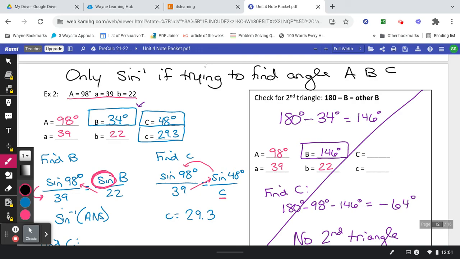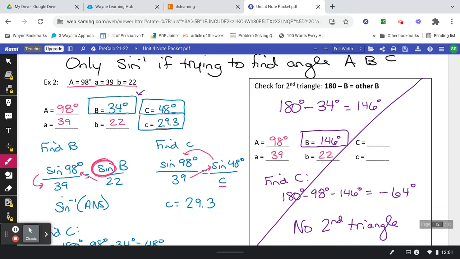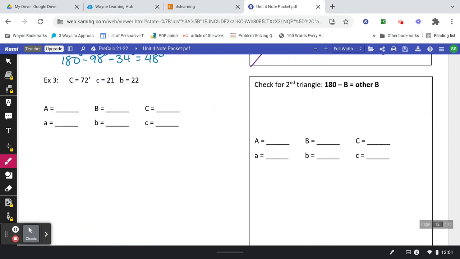So you only want to inverse sine if you're trying to find an angle A, B, or C. All right. Example number 3. Let's put the numbers in where they belong. 72, 21 for the side of the triangle, 22 for the other side of the triangle.